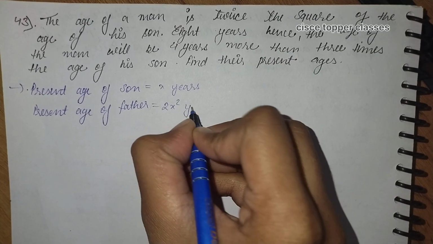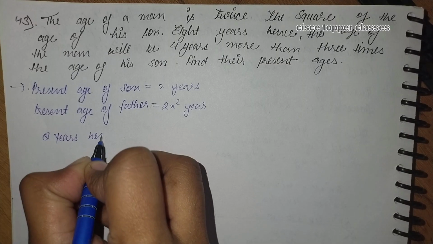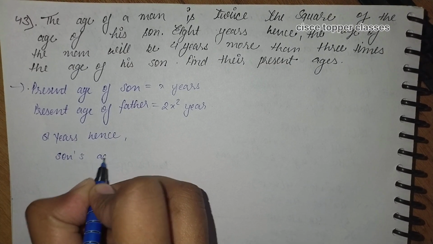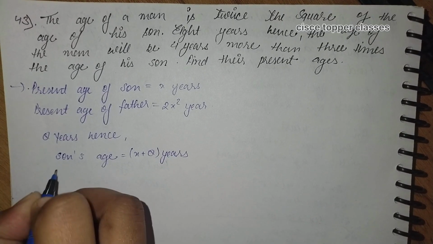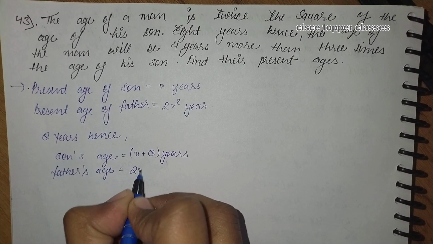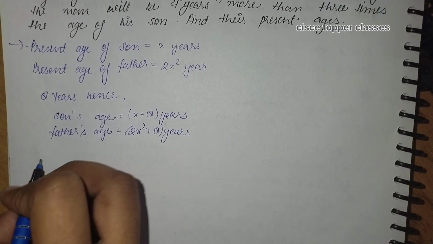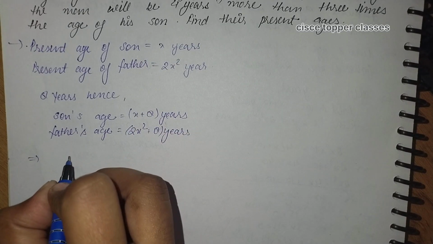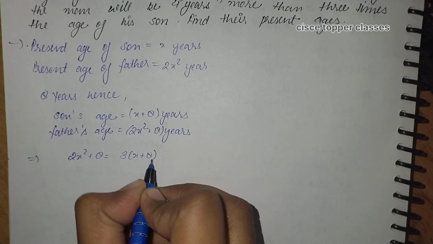So this is father's age. And 8 years hence, if we write son's age, son's age is x plus 8 years. And if we write father's age, it will be 2x square plus 8 years. On comparing, the man will be 4 years more than 3 times the age of his son. So it will become 2x square plus 8 equal to 3 times x plus 8, plus 4 more.